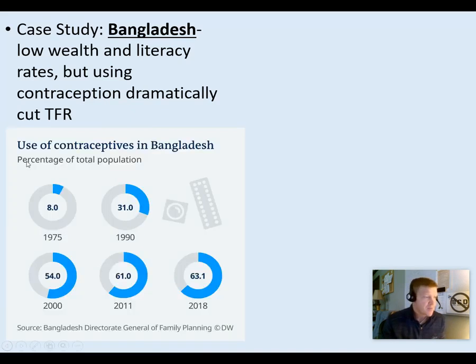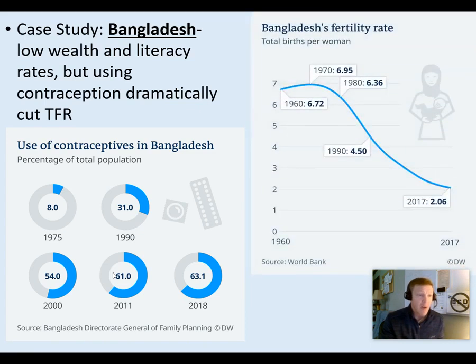Well, here's the basic idea. The use of contraception in Bangladesh dramatically increased from 1975 to now. So essentially, from 1975 to 2011, it goes from 8% to 61%. What are the results of that? Let's look at their total fertility rates. Oh my! Their TFR in 1970 was 6.95. The average woman was having 7 kids. What is it in 2017? 2.06. Wow. Like, that's ZPG. Pretty crazy.